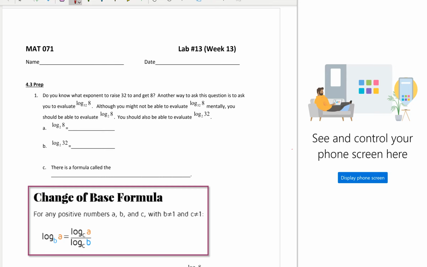Okay, another way to ask this question is to ask you to evaluate log base 32 of 8. And although you might not be able to evaluate log 32 of 8 mentally, you should be able to evaluate log 2 of 8. You should also be able to evaluate log 2 of 32. So how do we go about doing this?